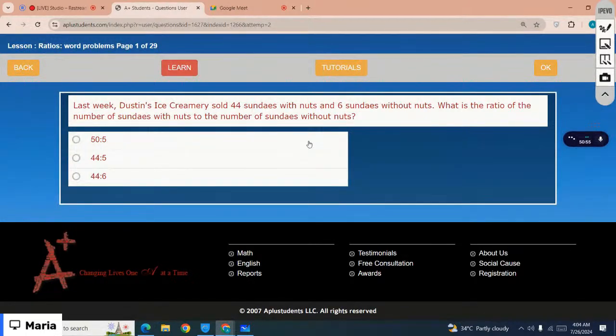Last week, Dustin's ice cream sold 44 sundaes with nuts and 6 sundaes without nuts. What is the ratio of the number of sundaes with nuts to the number of sundaes without nuts? So which is the correct option?